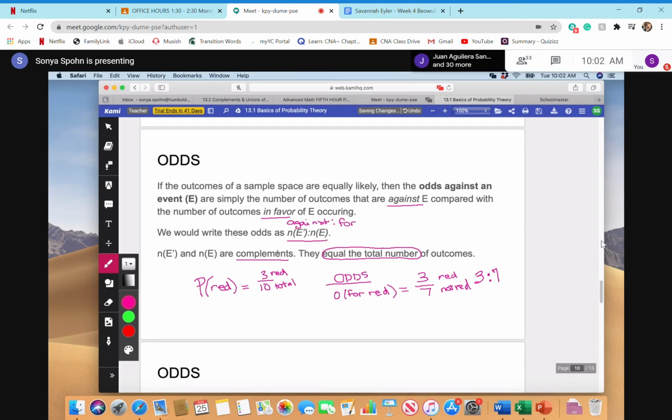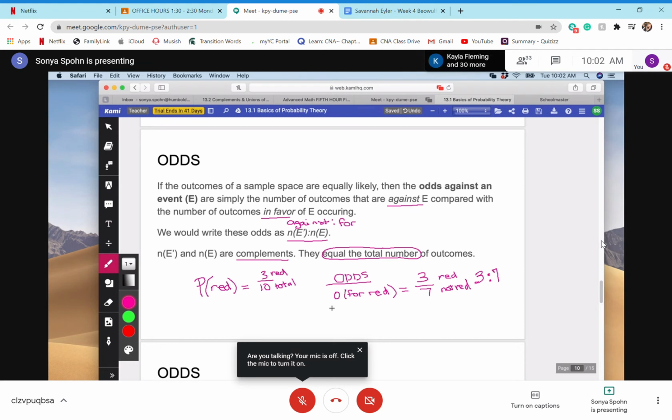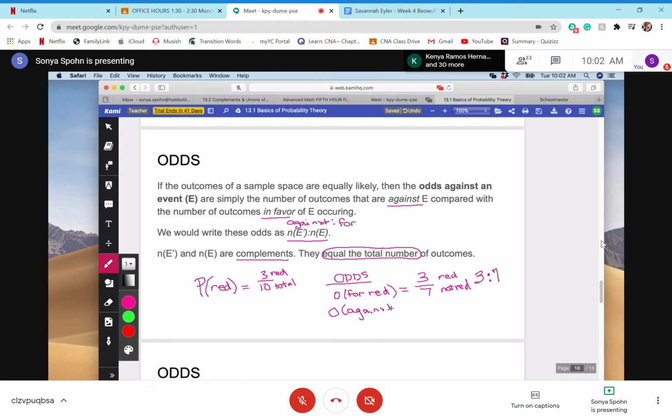Okay, I know this is a lot of words and it looks complex, but it's actually pretty simple. But what if we did the odds against red? Against red would just be this flipped around. Because if we're doing against red, we do not red over red. So that would be 7 to 3. You understand that idea?